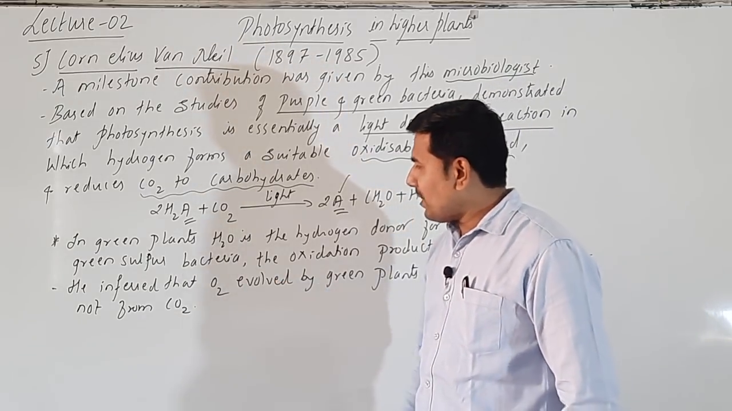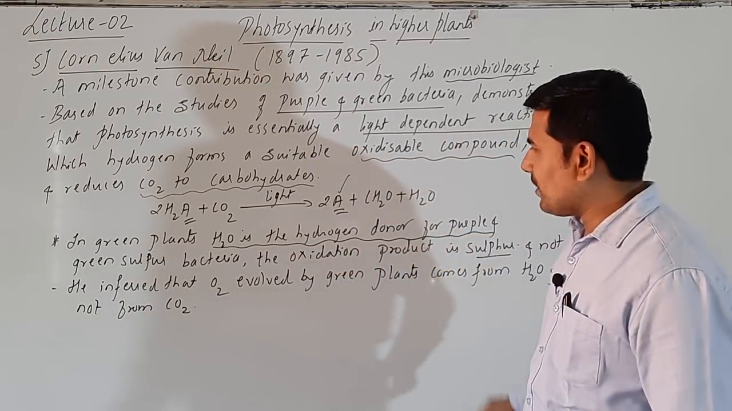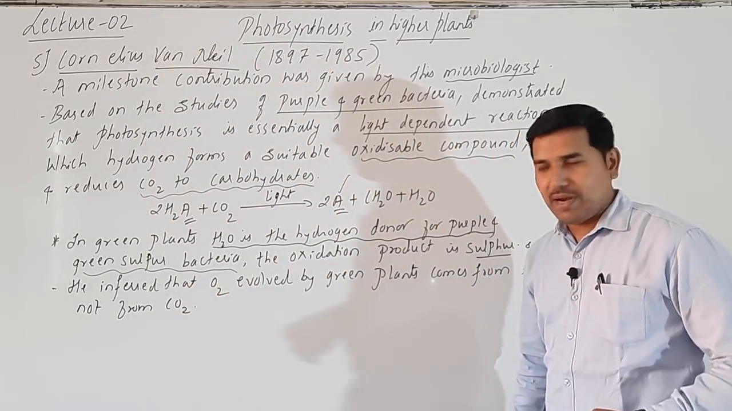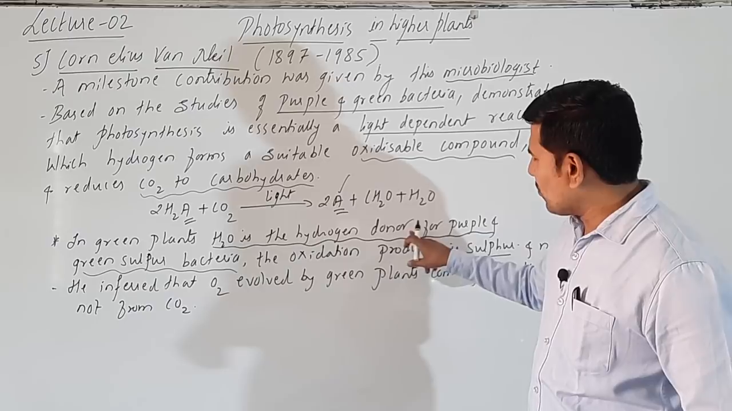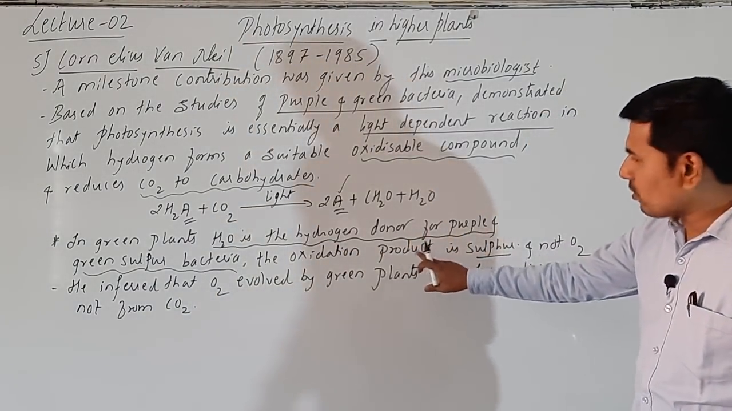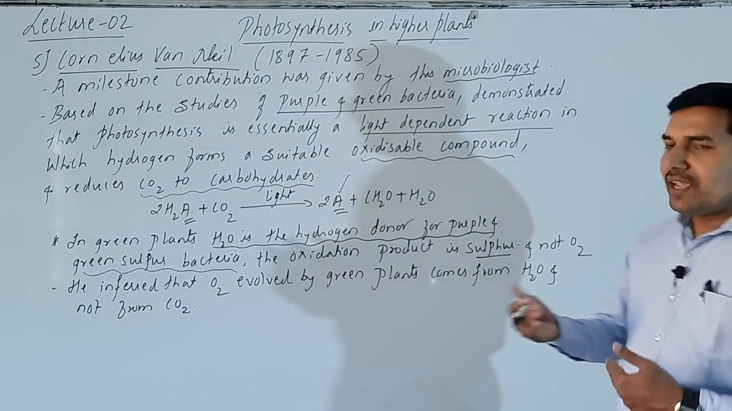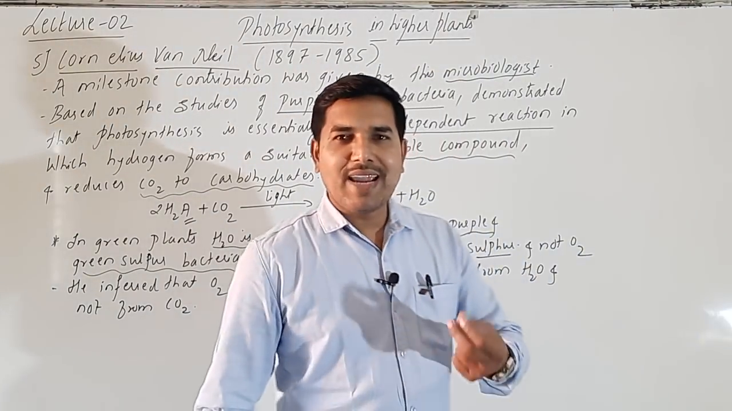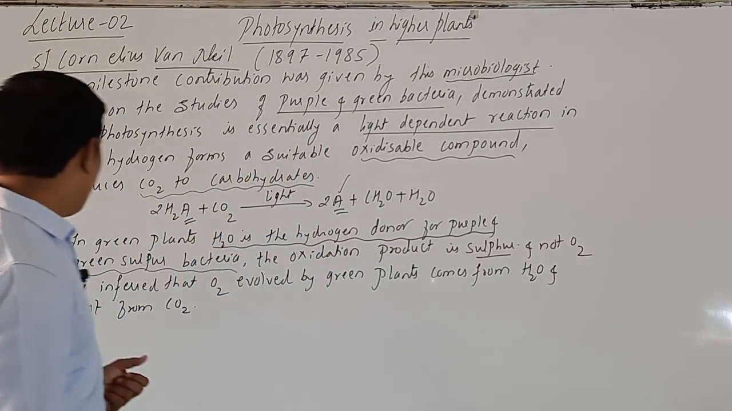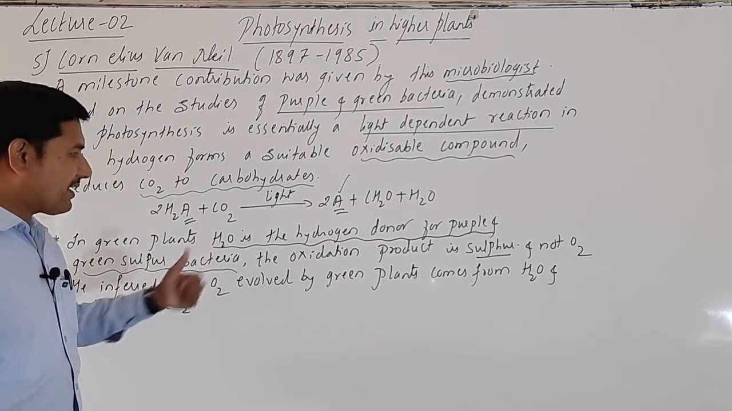Then in green plants, H2O is, this is most important, H2O is the hydrogen donor for purple and green sulfur bacteria. So, this is in the green plants. H2O is the hydrogen donor for purple and green sulfur bacteria. The oxidation product is sulfur and not oxygen. Suppose if the gas like H2S, hydrogen sulfide, is used instead of H2O. Now, here in green plants, H2O is the hydrogen donor for purple as well as the green sulfur bacteria.